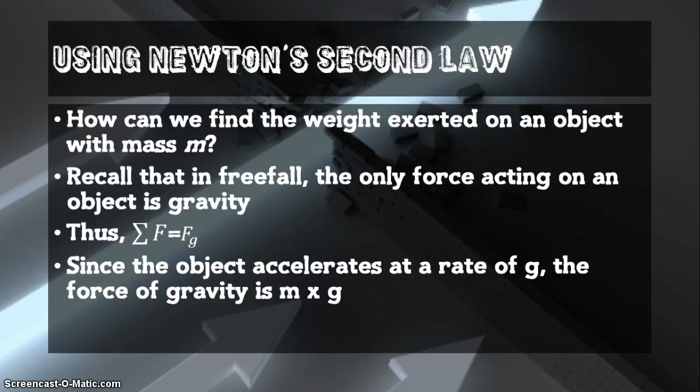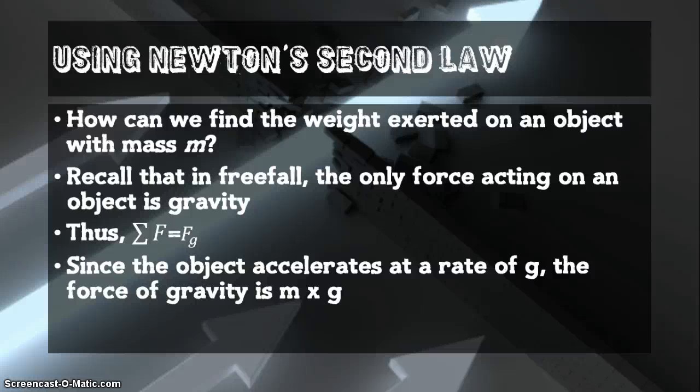So let's take a look at how we can apply Newton's second law. And this is kind of where today's lesson actually begins. How can we find the weight exerted on an object with mass m? Well, recall that in free fall, the only force you have acting on an object is gravity from the Earth or whatever planet the free fall is occurring on. So therefore, the sum of the forces, or the net force, is going to equal the force of gravity.